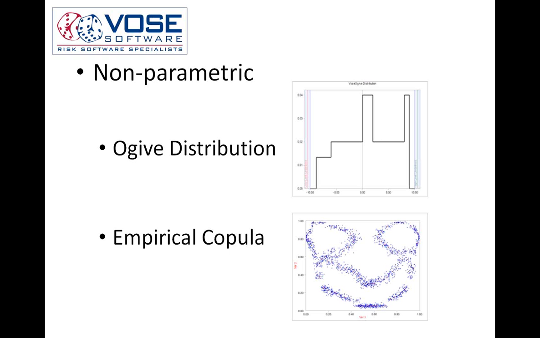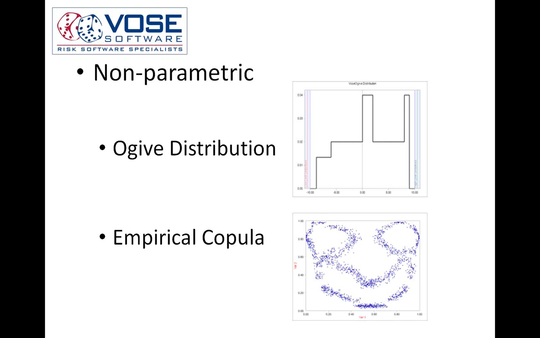But also within ModelRisk is a very nice feature, a particularly unique feature, and that is the ability to do non-parametric fitting. And there are a couple areas where we can do that, and that is in distributions. We have something called an ogive distribution or an empirical distribution, and then we also have something called an empirical copula. In this case, what we're doing is we're allowing the distribution and the copula to actually take the shape and the form of the actual data.